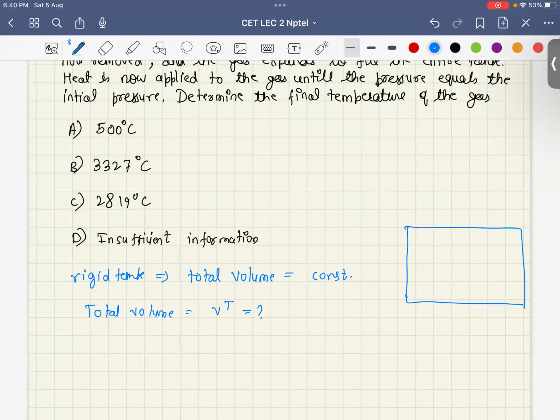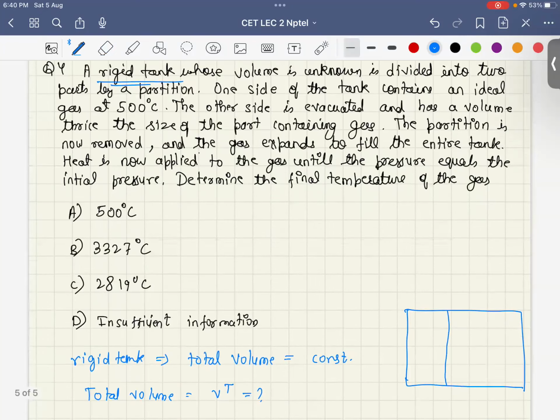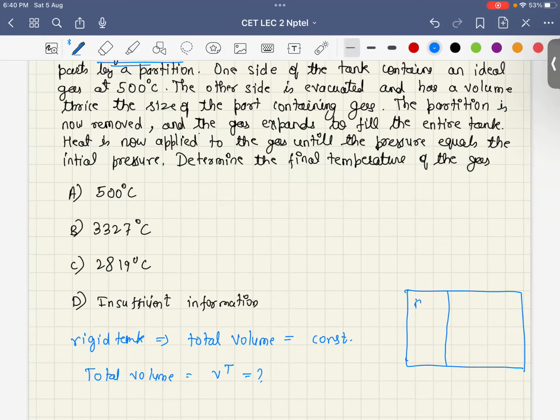This is the total container, and it is divided into two parts such that one side of the tank contains an ideal gas at a temperature of 500 degrees centigrade, with volume V1. The other side is evacuated and has a volume of thrice the size of the part containing gas, 3 times V1. That means the total volume is V1 plus 3V1, which is 4V1. And this is the initial system.